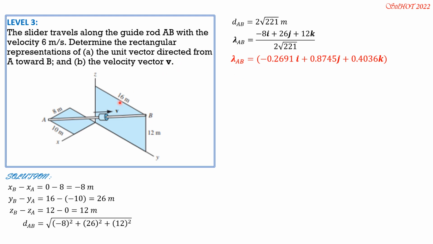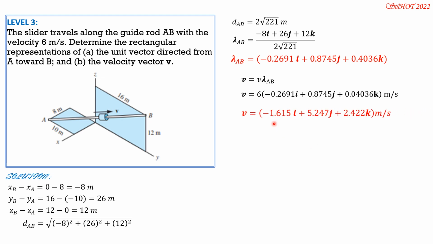Then for the vector V, it is just the magnitude of velocity, which is 6 meters per second, times this unit vector. So in vector form, V is 6 times that unit vector, and then distribute. Actually, you may leave the answer in this form, but it should be x component, y component, and z component. So negative 1.615i, 5.247j, 2.442k meters per second. The meaning of negative 1.615 is that this is the x component of velocity, then the y component of velocity in meters per second, and the z component of velocity in meters per second.